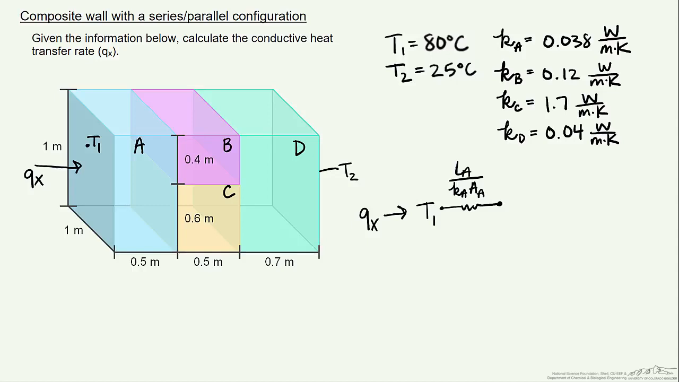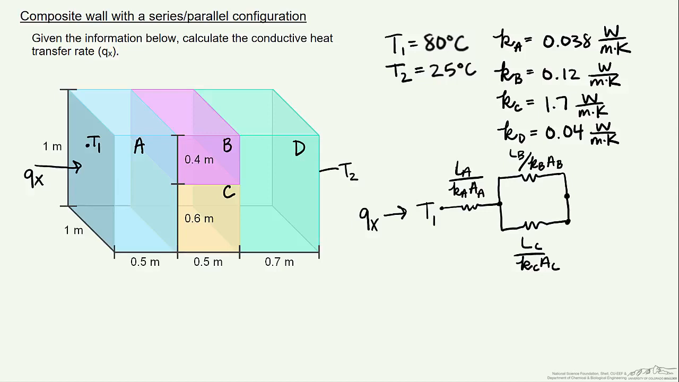Then we get to a point where the wall splits into two sections of different lengths as well as different materials. However, instead of continuing with a straight line, we split this off so that there's one resistance that goes with wall B and one resistance that goes with wall C. And these resistances are conductive. And keep in mind, when we talk about area, we're talking about that cross-sectional area that our flux goes through.